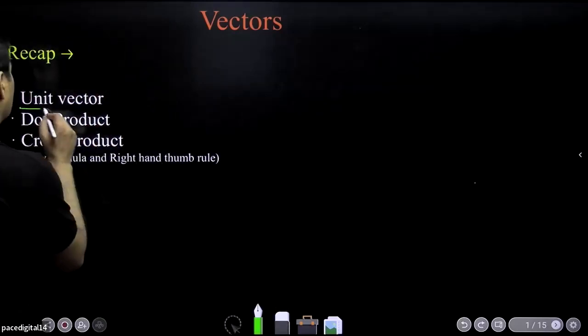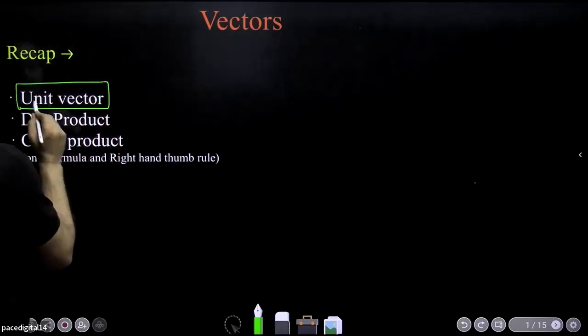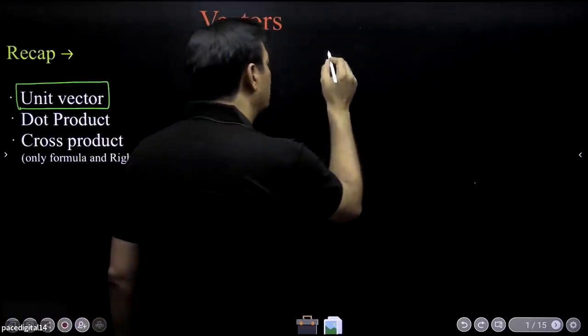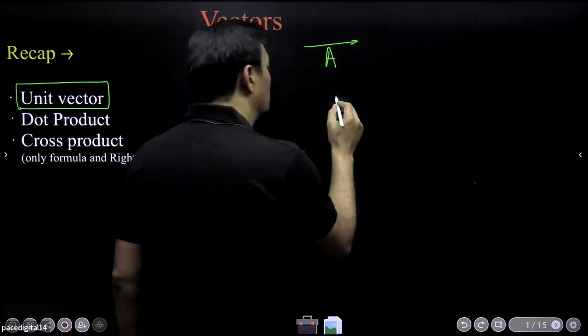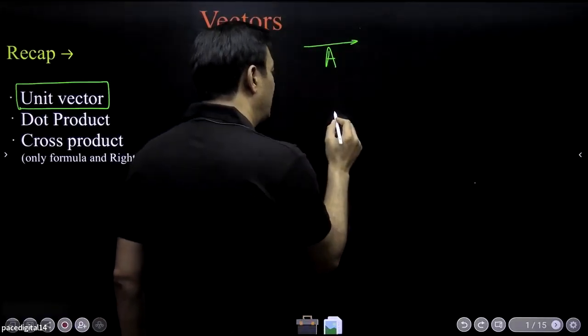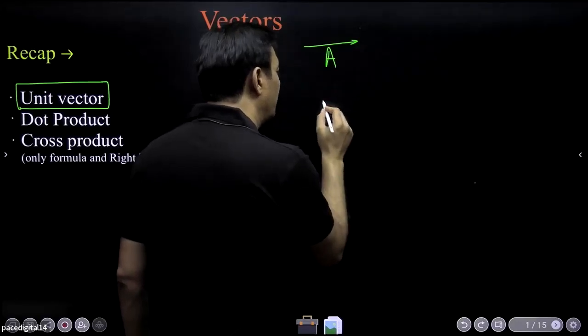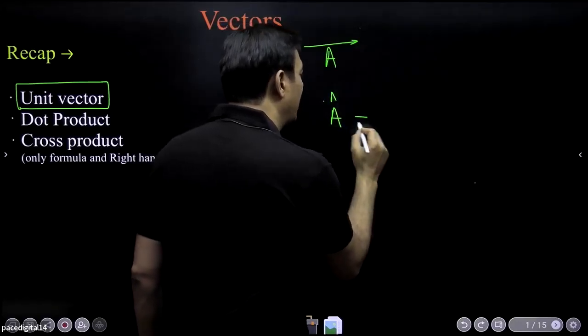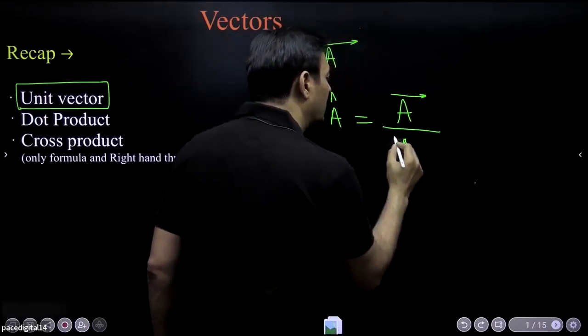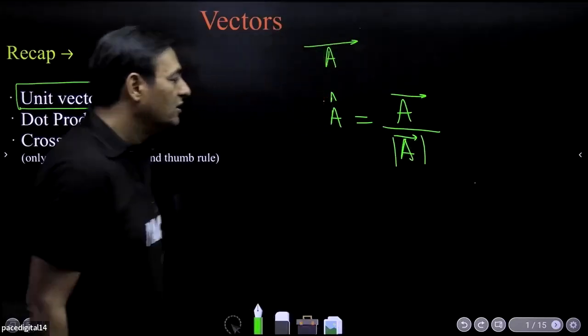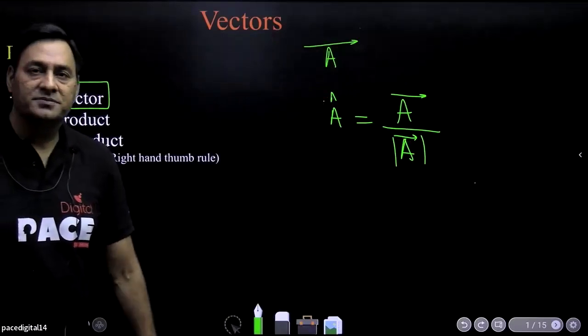What is a unit vector? When I say a unit vector, A cap, suppose A is a vector. If I divide this vector by its magnitude, it becomes a unit vector in the direction of A. A cap is equal to A vector divided by the magnitude of A vector. All of you know this?